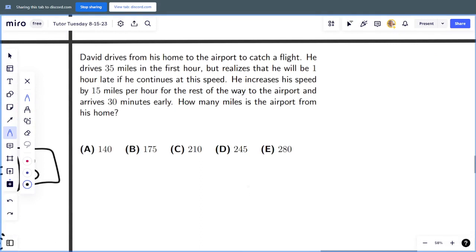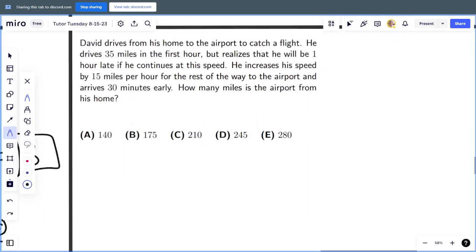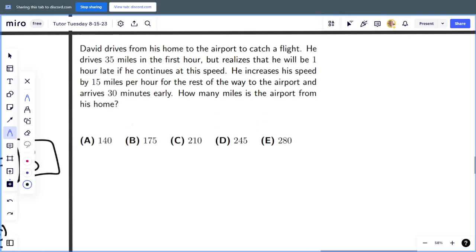This is my last AMC problem that I think is the hardest one of today. But it can be expressed quite simply if you're good at expressing words into math. And let me paste it in the chat.